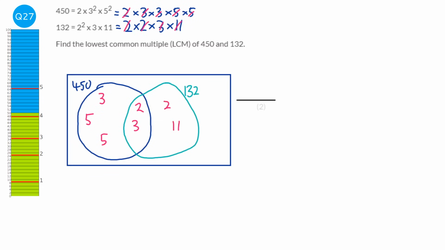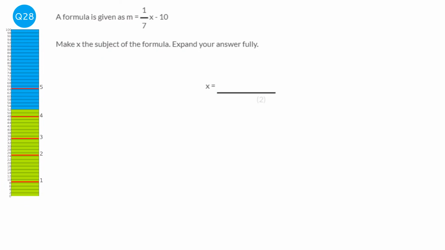Now to find the lowest common multiple, you just multiply all these numbers together and that will give you the lowest common multiple. So we're going to do 3 times 5 times 5, which are the numbers on the left, times 2 times 3, which are the numbers in the middle, times 2 times 11. And when we do that, we get 9,900. And that's it. So our answer is 9,900.